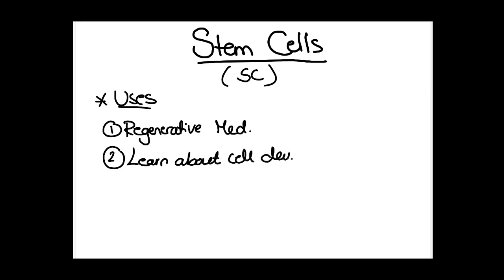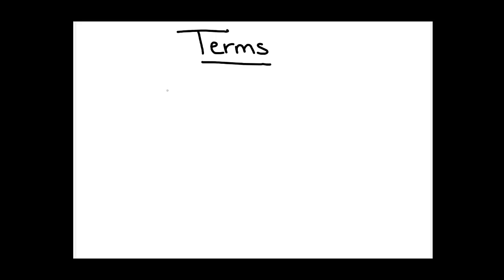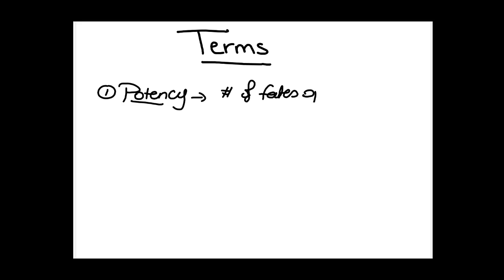In order to truly understand stem cells, we have to talk about some terms first. The first term we're going to discuss is called potency. Potency is the number of possible fates that a cell has open to it. It decreases as cells become more specialized, so we can say that low potency means high specialization.